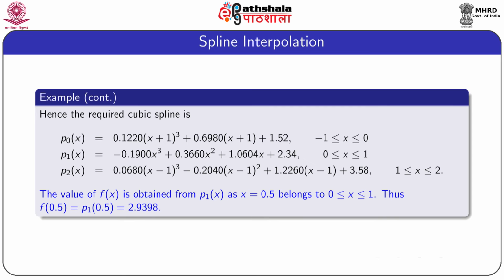Now, we have to find the value of f(x) when x equal to 0.5. Note that x equal to 0.5 belongs to the interval 0 to 1. So, to find the value of f at this point, we have to consider the second polynomial p1(x). That means, f(0.5) is equal to p1 at x equal to 0.5, and after simplification we get p1(0.5) equal to 2.9398, correct up to 4 decimal places.